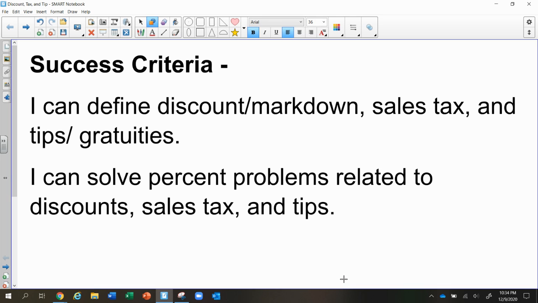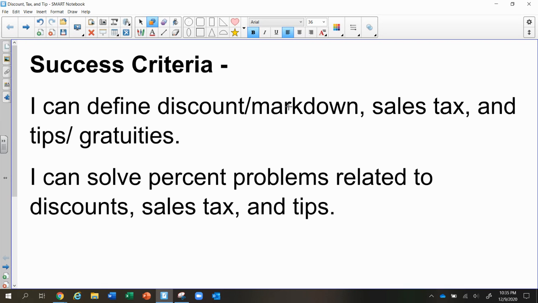All right, so today we are going to be working on discount, which is marked down, sales tax, and tips. And those are all given to you in percentages. So the success criteria for today is that I can define discount and markdown, sales tax, and tips or gratuities. And then going along with that is that I can solve percent problems related to discounts, sales tax, and tips.